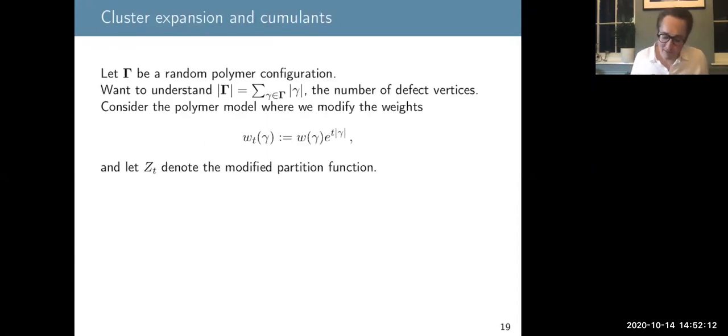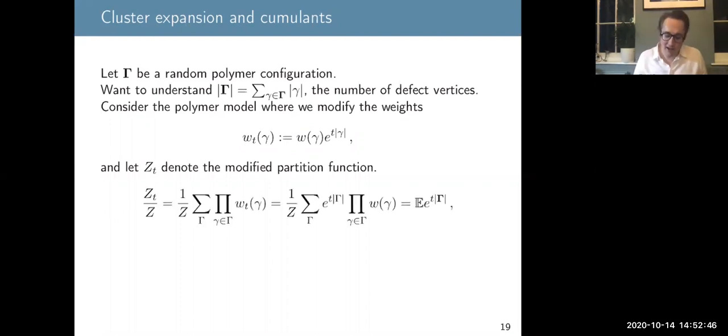Let's suppose I want to understand this random variable. Here's one way of understanding it. Consider a polymer model where you modify the weights slightly. T is some positive number, say, and I'm going to do an exponential tilting of my distribution. So instead of the weight of gamma, I'm going to make the weight of gamma times e to the size of that polymer times t. So I'm exponentially tilting this distribution, and let Z_t denote the modified partition function.